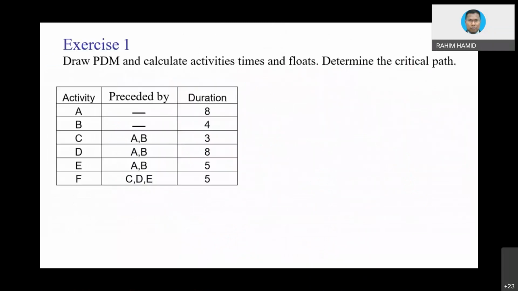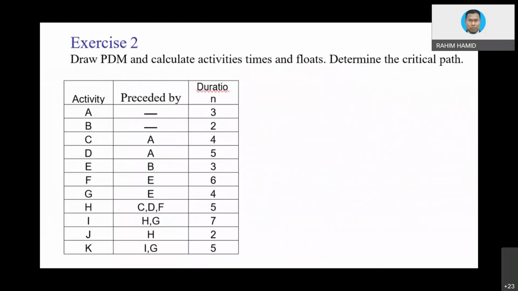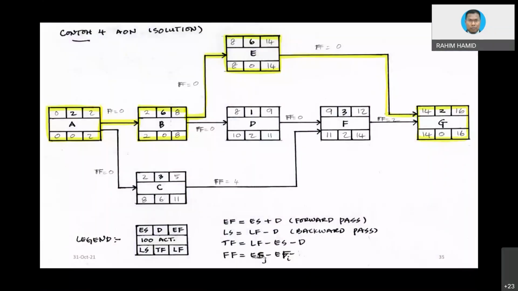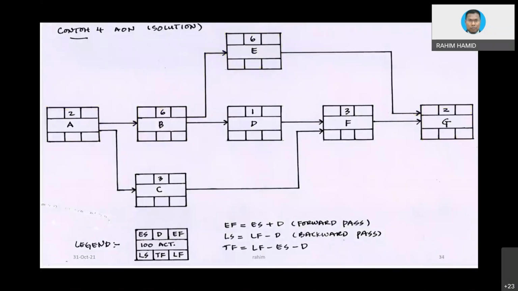Okay. Also another example, you can do that at home. Okay, now let's go into our last slide for AON diagram very quickly. Let's say this is the diagram, and the most important thing is the legend: early start, early finish, late start, late finish, and total float.